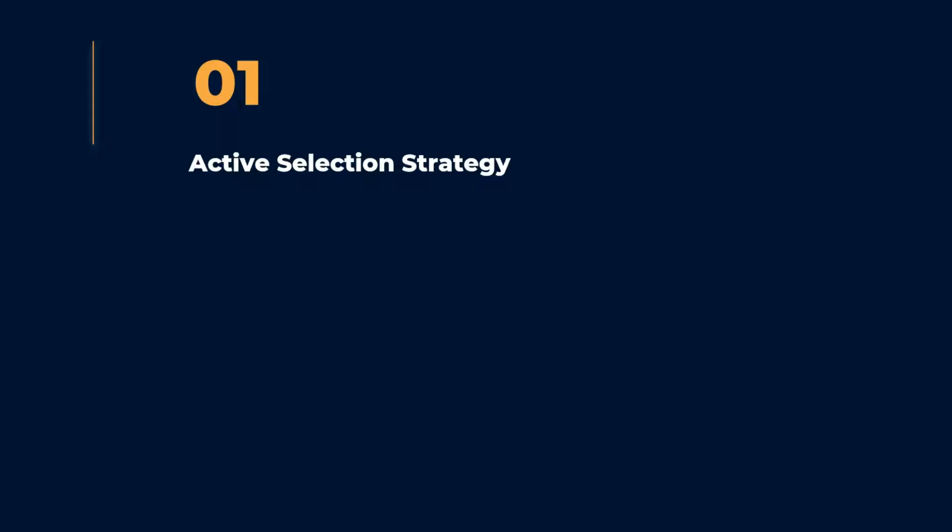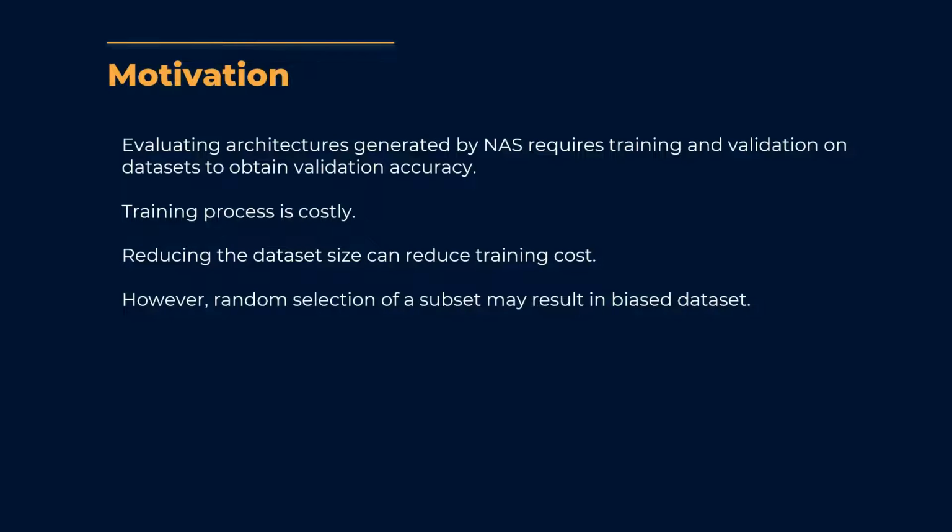I will now discuss the first contribution on the active selection strategy. The primary motivation of this technique is to reduce the cost required in the evaluation process, which is commonly done by training each architecture proposed by the NAS algorithm on the training dataset and validating its performance. However, this involves training each proposed architecture from scratch, which has high computational cost. One way of reducing the training time required is by decreasing the number of training dataset samples and thus steps in each epoch of the model training process.